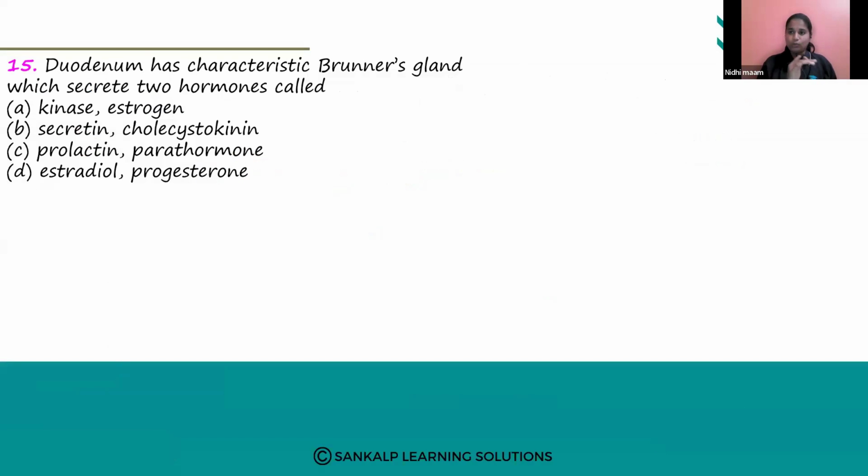So here we have the questions on enzymes. Okay? So duodenum has a characteristic Brunner's gland which secretes two hormones. In the duodenum, as I said earlier, there will be certain glands. Right? So Brunner's gland, it will secrete which two hormones? Kinase and estrogen, secretin and cholecystokinin, prolactin and parathormone, estradiol and progesterone.